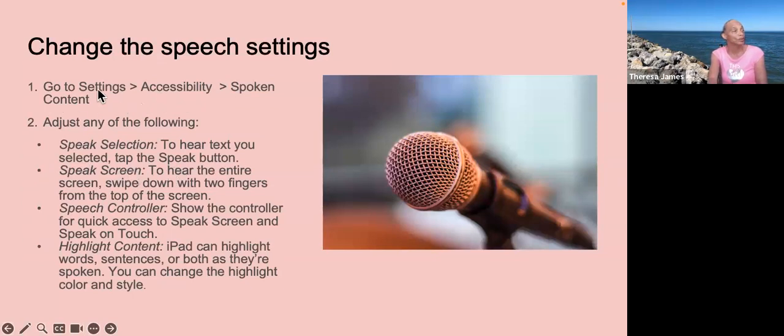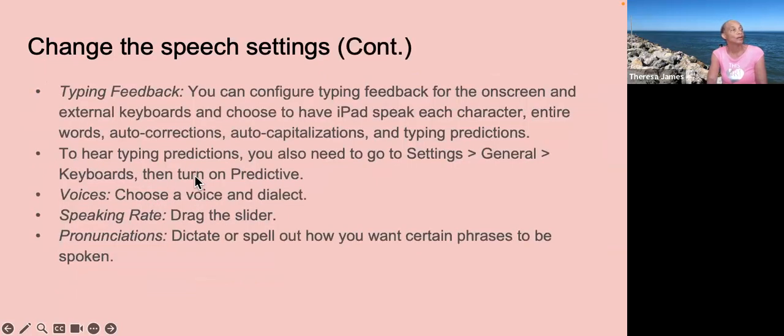It says here that to do that, you would have to go into Settings, Accessibility, then Spoken Content, and we'll go there in a little while. These are all the steps that you can select. To hear the text you selected, tap on the Speak button, and you can also highlight. You can configure typing feedback for the on-screen keyboard and so forth.